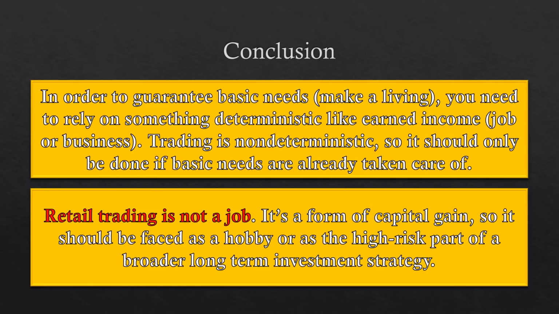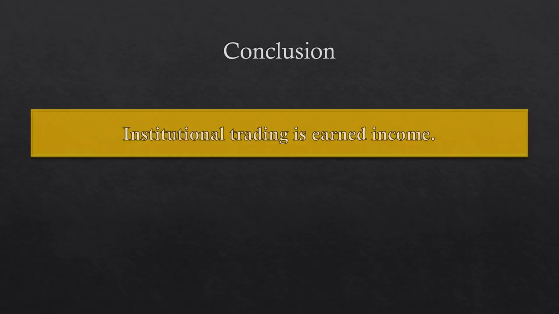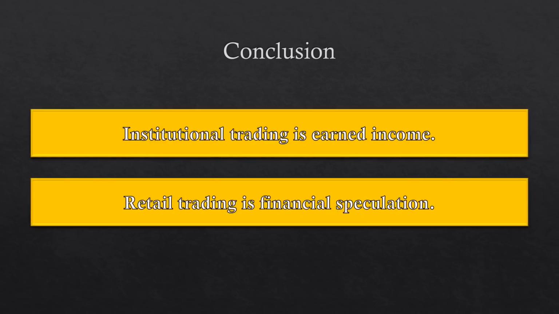If you want to trade for a living, your only choice is to become an institutional trader. An institutional trader is hired by a bank or a fund. In that context, the trader is providing value to someone else in exchange for an income. The institutional trader sells his or her labor force to the institution. He or she is not trading his or her own money. In other words, in the case of institutional trading, we are talking about earned income. When we talk about retail trading, we are talking about financial speculation.